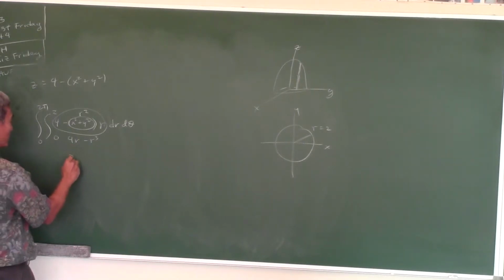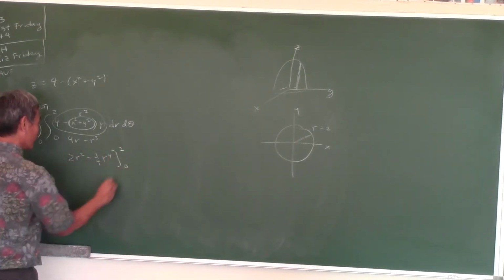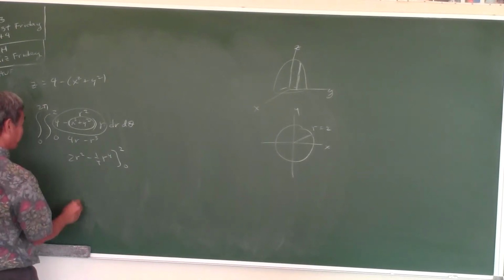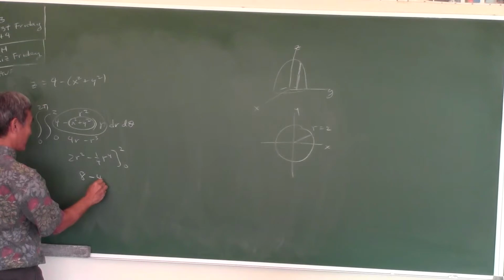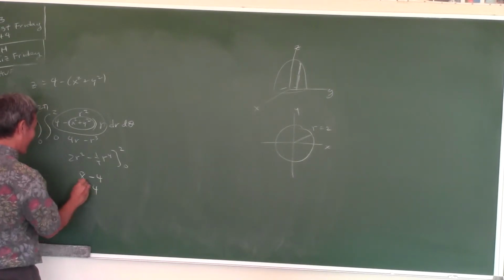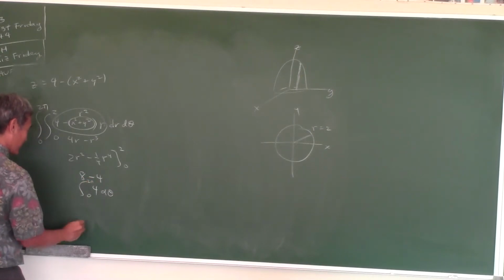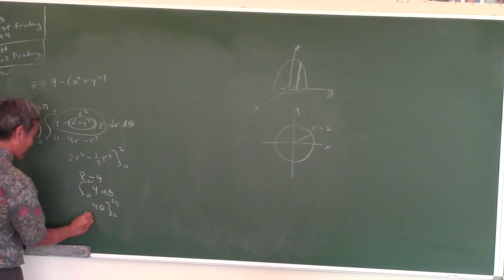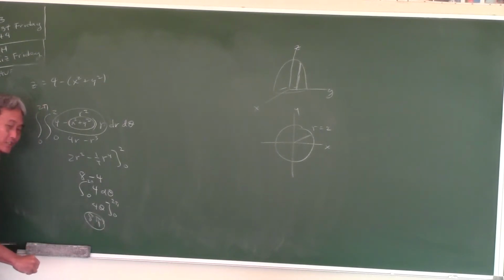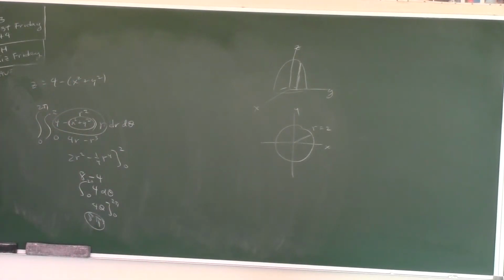Antiderivative of this, 2r squared minus 1/4 r to the 4th from 0 to 2. Plug in the top number. 8 minus 4 minus 0, so you get 4. Now you got to integrate that with respect to theta from 0 to 2 pi. So that's 4 theta from 0 to 2 pi. Plug in the top number, 8 pi minus 0. Bagoosh! Yesterday it took the whole part, and now look, it just takes a few lines.